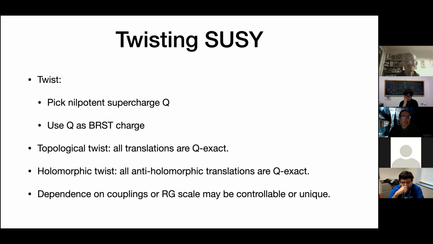These sorts of twists are particularly useful if the dependence on the couplings or energy scale is controllable, or perhaps if the dependence can be determined uniquely by some algebraic structure emerging in the theory.